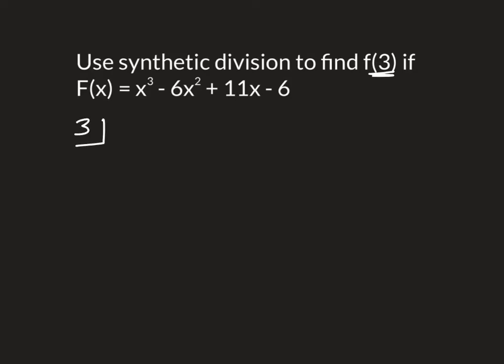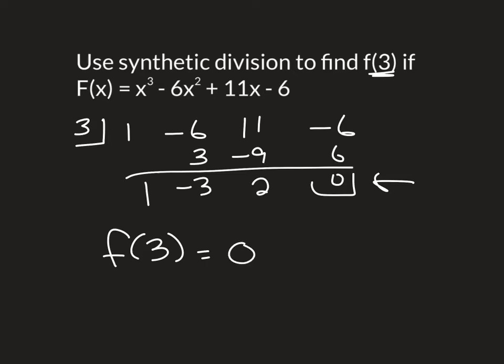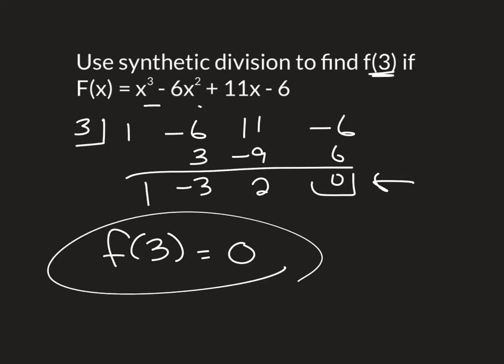You can put your 3 in your box, put your coefficients out here, and just do your synthetic and watch what happens. So bring the 1 down, 1 times 3 is 3. That's negative 3, negative 9, 2, 6, 0. Got a 0 at the end. Now, whatever your remainder is, this time it's 0, that's what I would get if I were to plug 3 in for all these x's. So it's a quick way to do that. Instead of plugging them all in and working it all out, you can just do synthetic. Whatever your remainder is, it's the same number you would have gotten had you plugged 3 in.